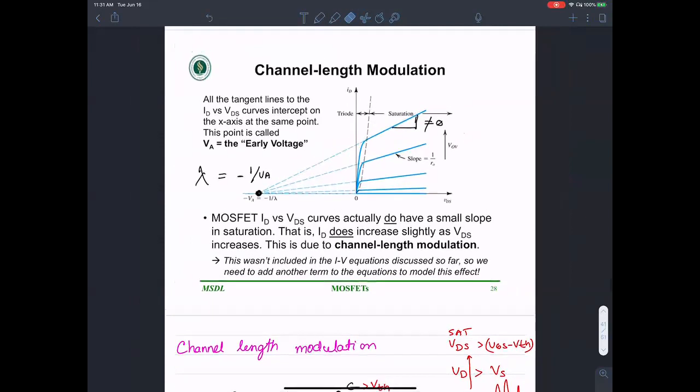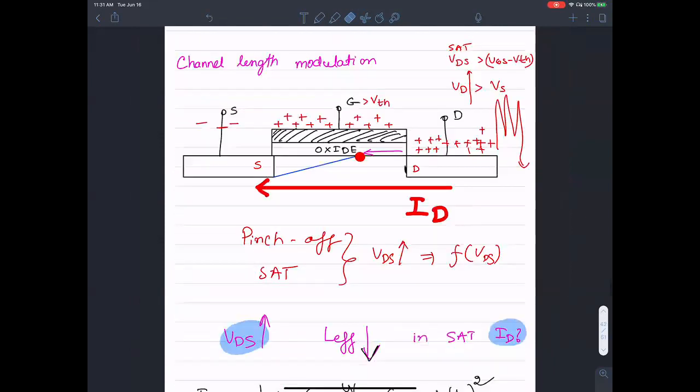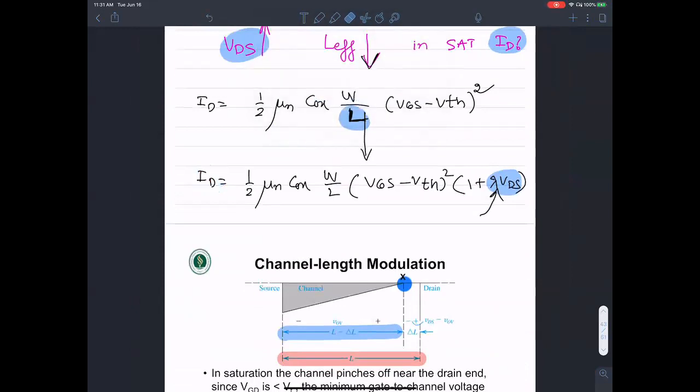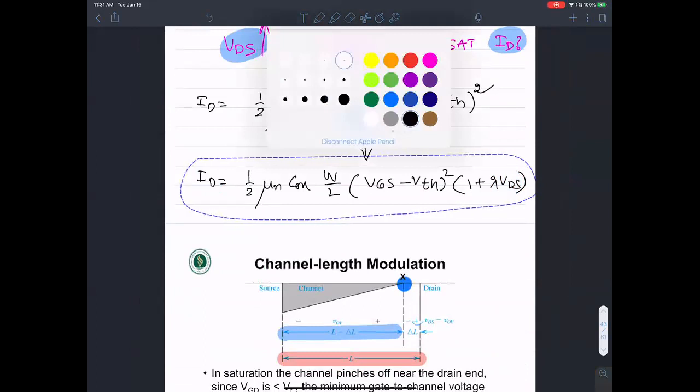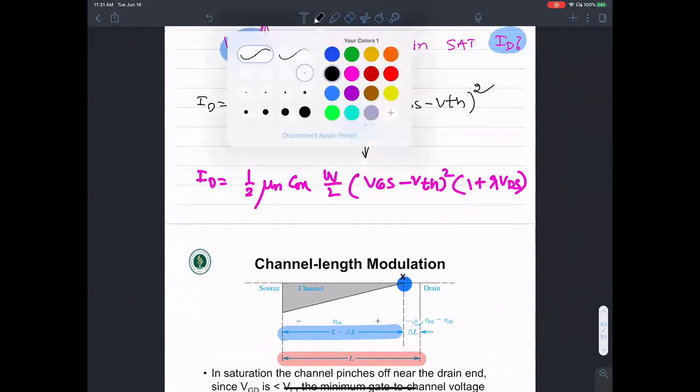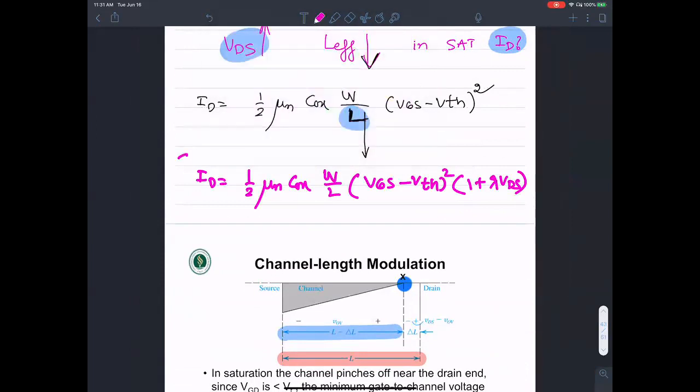Let's take a quick look. That's the idea of channel length modulation. So unless otherwise specified, we are going to be using this new equation in saturation region. All of this is in saturation region. Channel length modulation happens in saturation region.